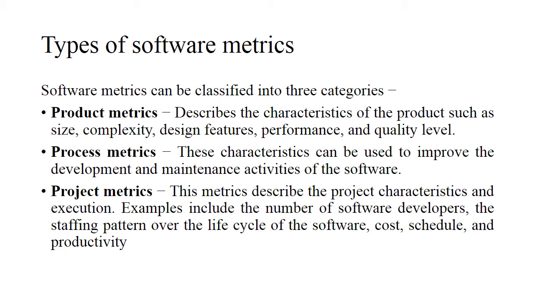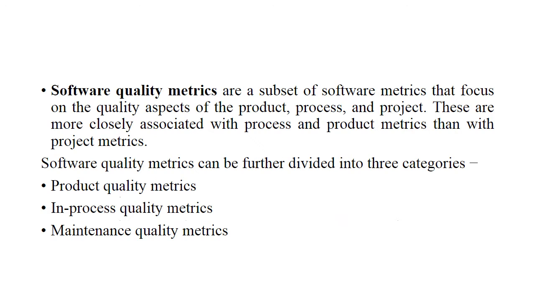Product is what? It comes under the size of your software, its complexity, design features, performance, and quality level. Process metrics deals with the improvement methods used for developing as well as maintaining activities of your software. Project metrics includes everything like the life cycle of your project, the staffing plan, the cost, the schedule, and everything.